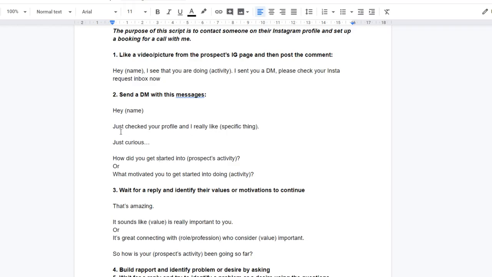Some people will answer, some people won't, and either way, that's fine, because in the end, it's all about numbers. If we start doing this approach with 10 people, if 3 of them answer and 1 of them books a call with us, then it's perfect. You will know that you need to send 10 messages like this every day in order to get 1 call. And let's say from 10 calls, you will make 1 sale. So you need to send 100 messages like this in order to make a sale.